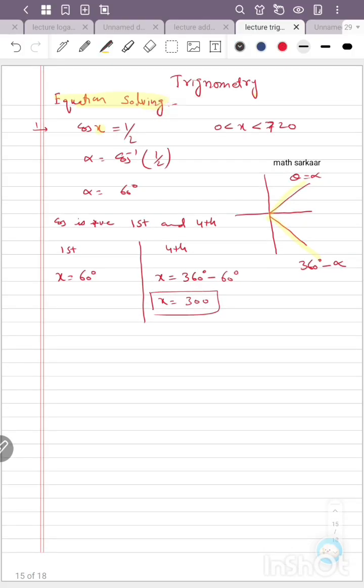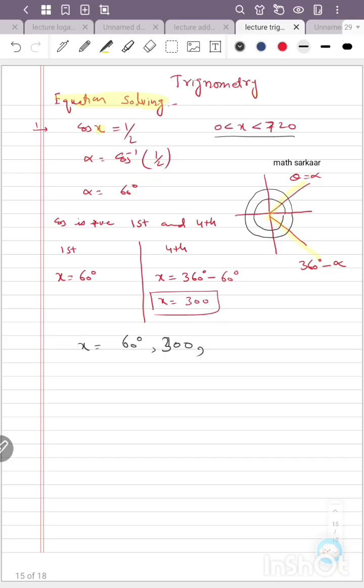Now one more thing is this interval. Look, this interval is 720. We know that 720 means one circle is complete. Now it starts again for the second interval. Okay, now how do we write it? One answer is 60, the second answer is 300.